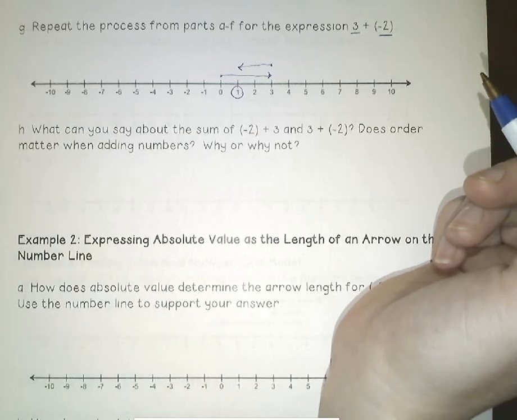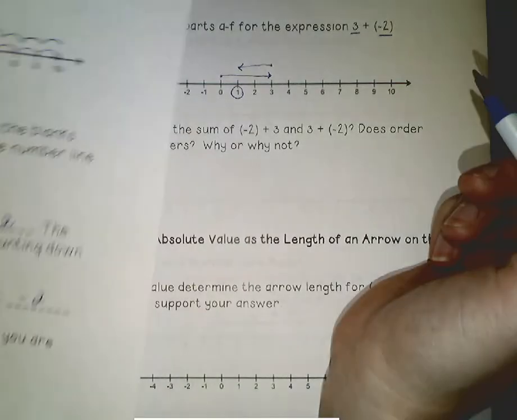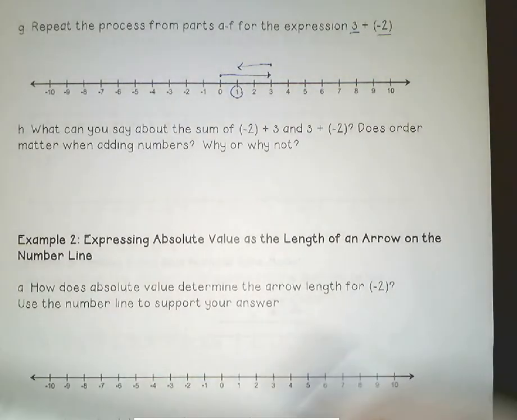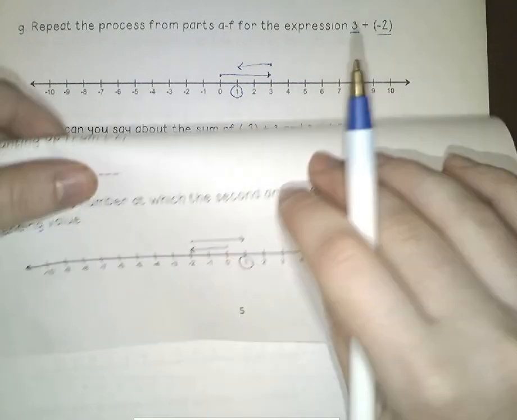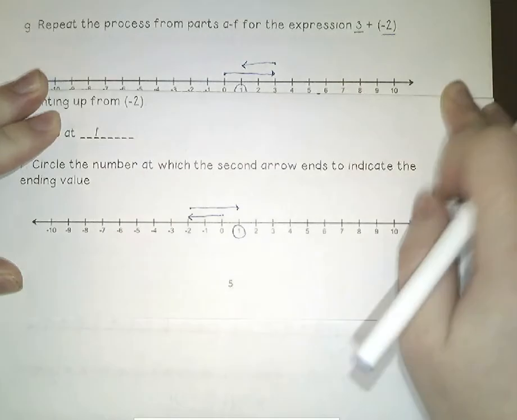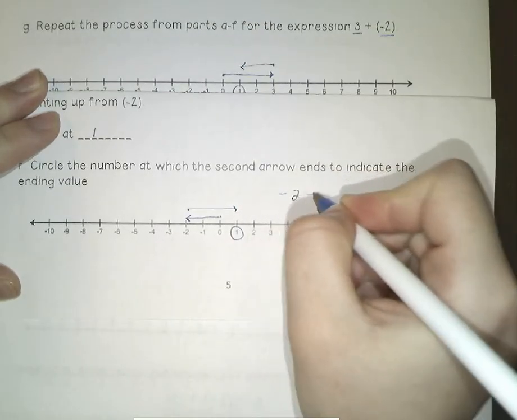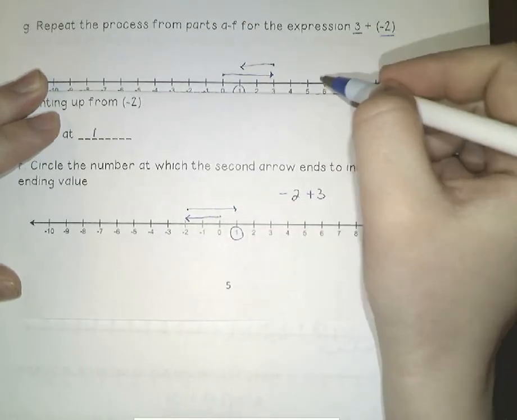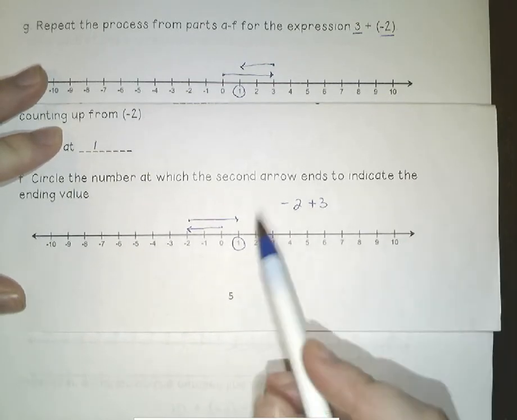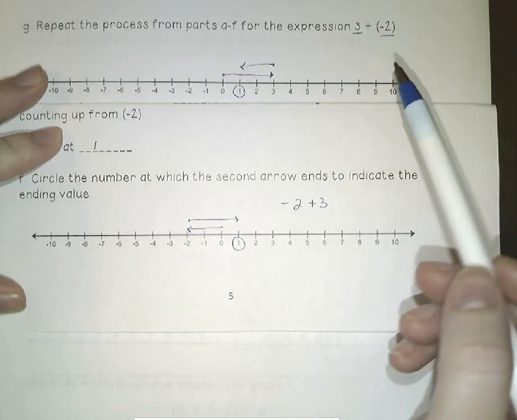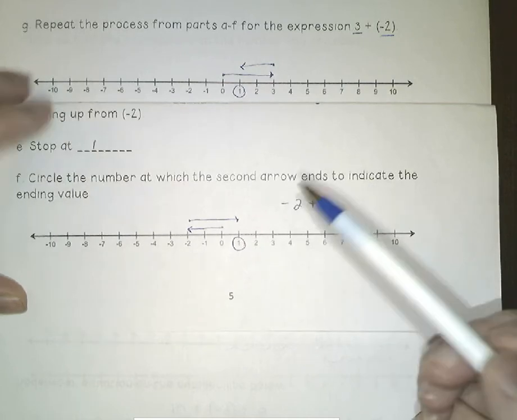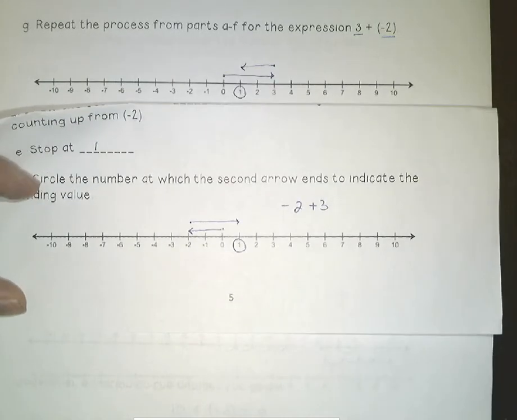So if I look back at my other drawing here, I'll make it easier if I just put one below the other. Okay, so this was negative 2 plus 3, and this one is 3 plus negative 2. How are they the same and how are they different? Is 3 plus negative 2 and negative 2 plus 3 give us the same answer? Yes, they do, right? So are they the same? Yes, they are the same.